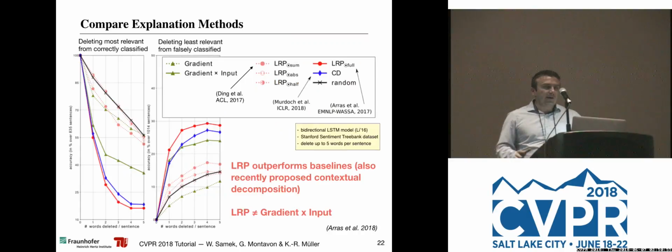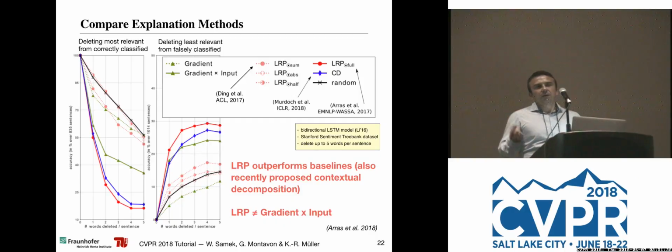So maybe the last slide which I have for this evaluation part is from our recent paper, 2018, where we did this analysis also for LSTMs. The idea was to compare methods which have been proposed to explain predictions of LSTMs. The task here is sentiment analysis on the Stanford Sentiment Treebank data set. We took the bidirectional LSTM model from Li et al. We retrained it, but we didn't propose a new model. We took what was proposed in the literature.